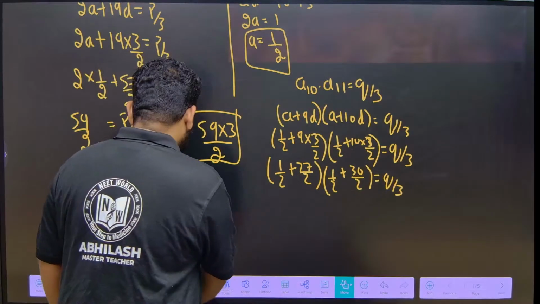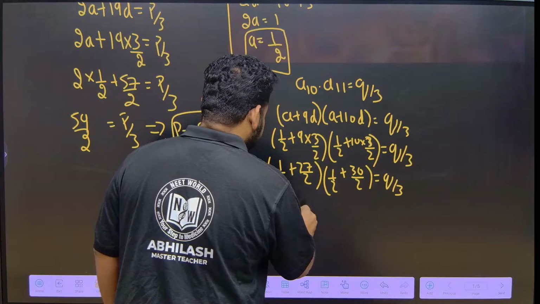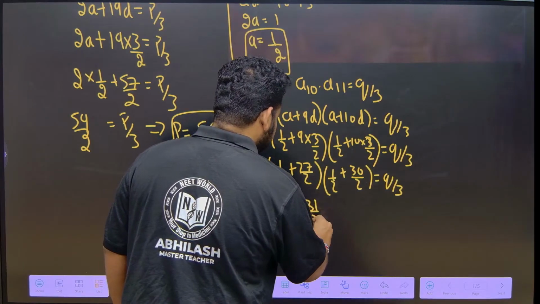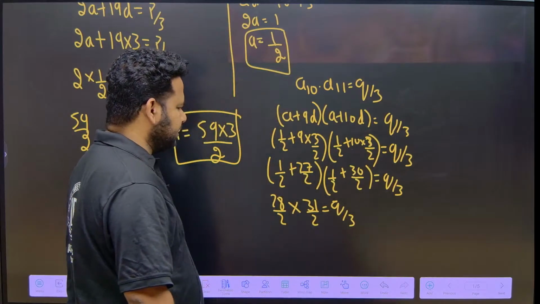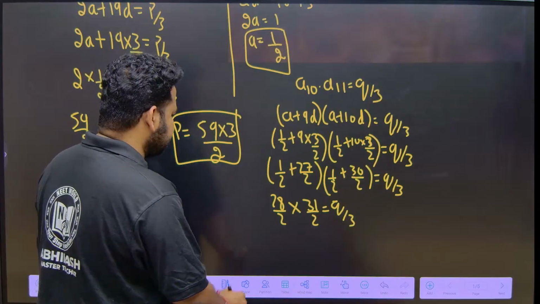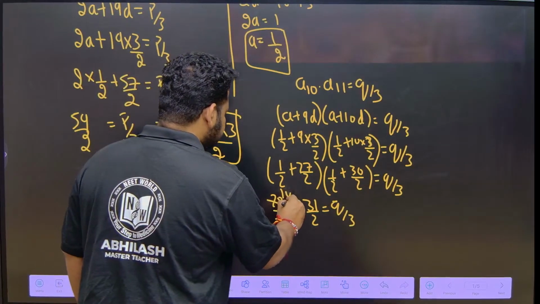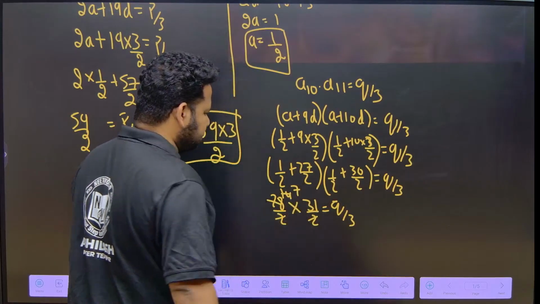So this becomes 27 plus 1 is 28 by 2, into 31 by 2, is equal to Q by 3. This is what we have. Now what I can do here is write this as 2 1s are 2, 2 14s are 28, 2 7s are 14. This is what I can write.